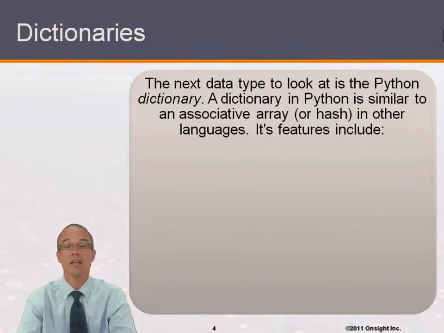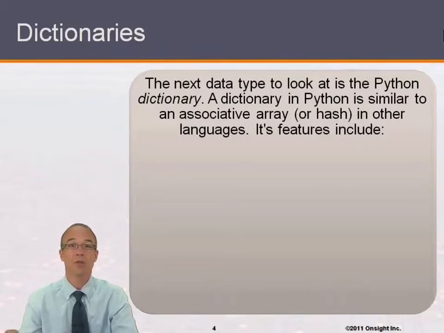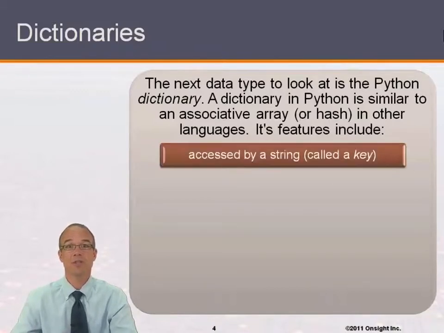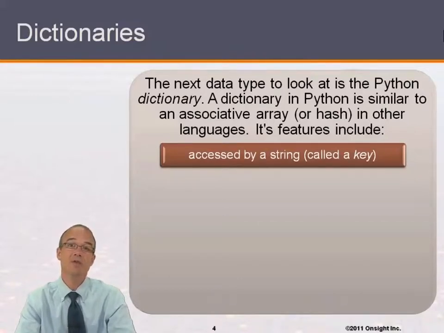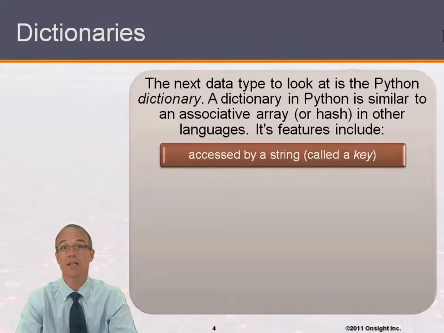So the next data type is what's known as a dictionary. In some languages like Perl, we call these data types associative arrays, or also known as hashes. But in Python we call them dictionaries. Here's what its features include. It's accessed by a string. If we think about lists and tuples, we index into them with a number, like 0 or 1. But with dictionaries we're going to index with a string, like name or age.